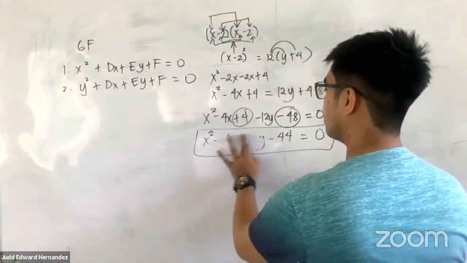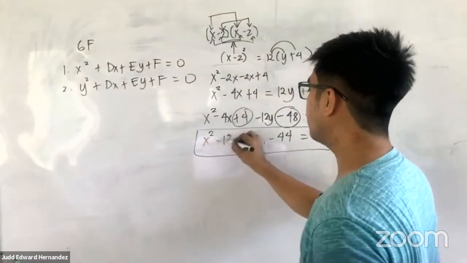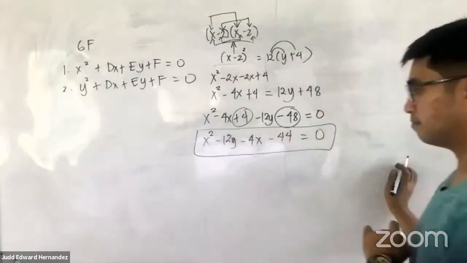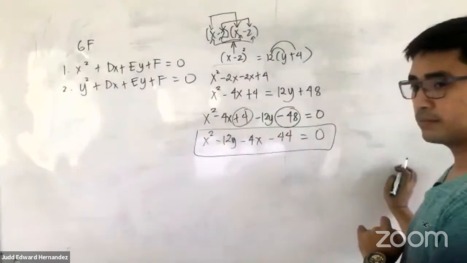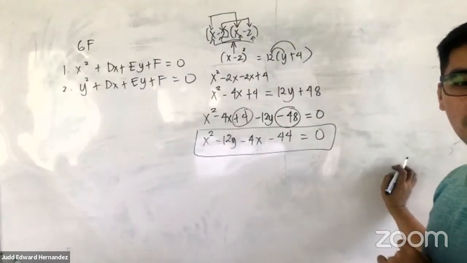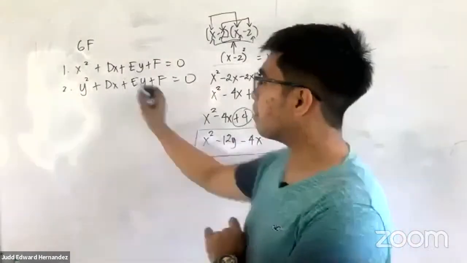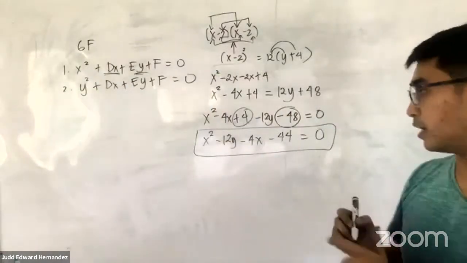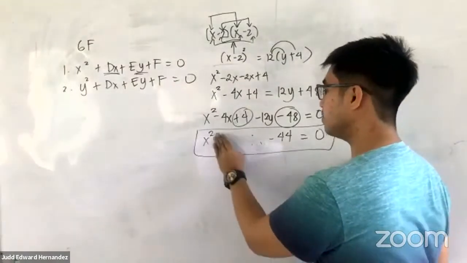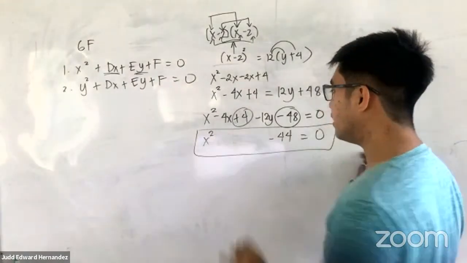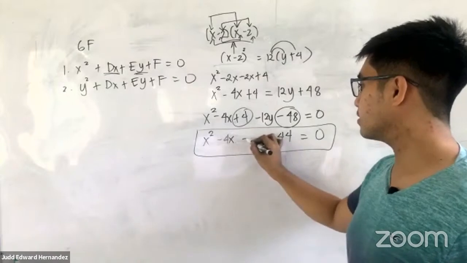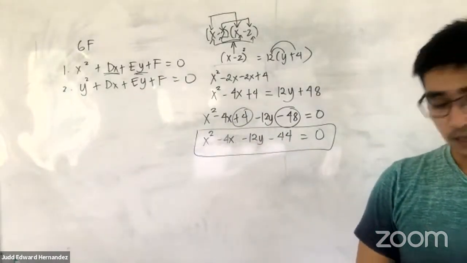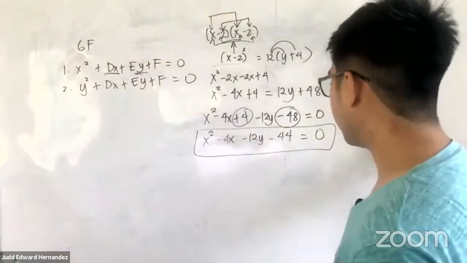Ginawa kong minus 12y minus 4x. Is this in general form? No. Okay, kasi dapat palaging mauuna si x kesa kay y. Okay, therefore, this should be what? This should be minus 4x minus 12y. Are we clear? Yes po. Okay, let's have another example.